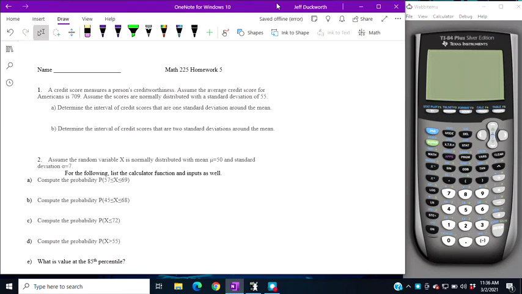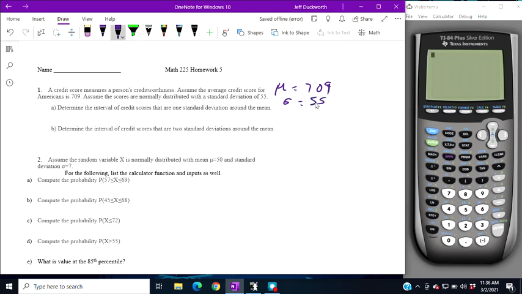All right, I'm going to take you through homework 5 right now. So problem number 1, we've got credit score measures a person's creditworthiness. Assume the average credit score for Americans is 709. Assume the scores are normally distributed with a standard deviation of 55. So what they're telling us is that the mean is 709 and the standard deviation is 55.